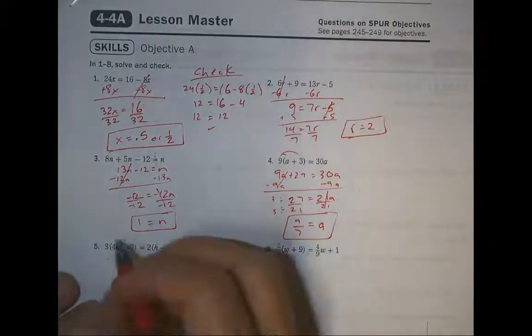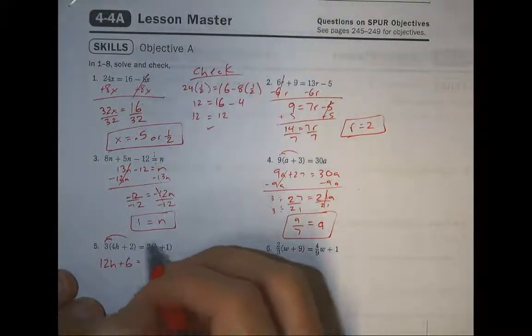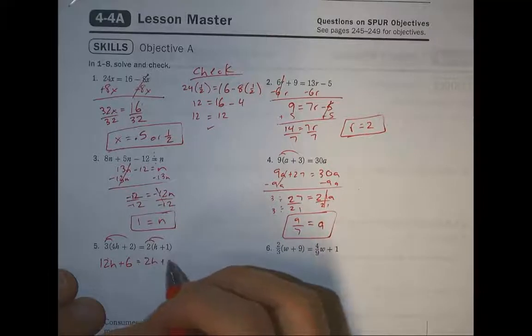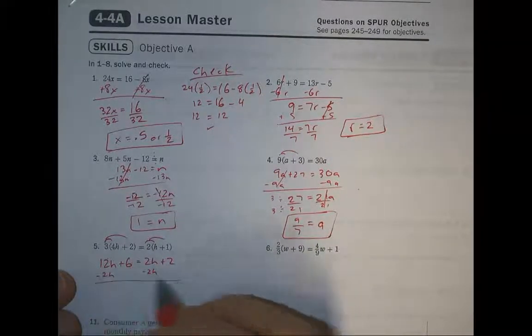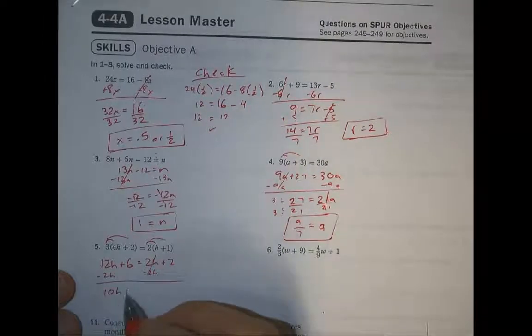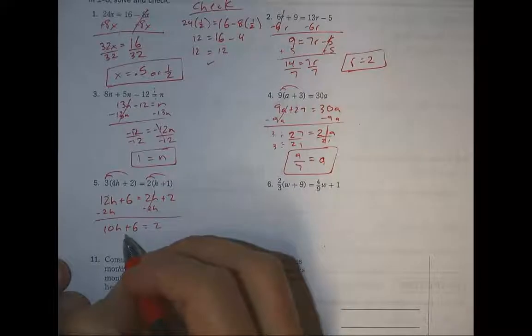Okay, number 5, we're going to distribute on the left. So 12h plus 6. Distribute on the right, 2h plus 2. Minus the smaller of the two, which is 2. And we get 10h plus 6 equals 2. Now we're in good shape.